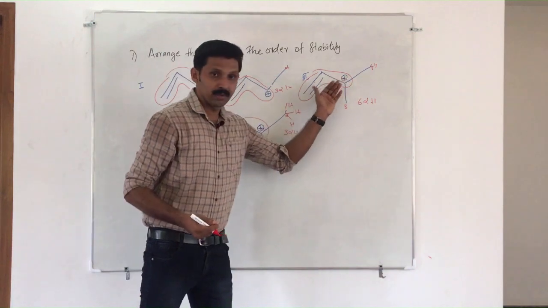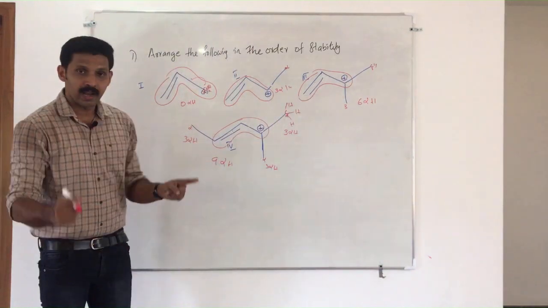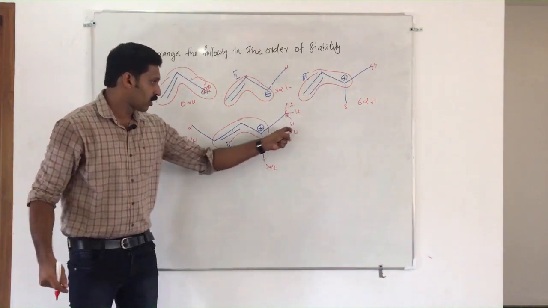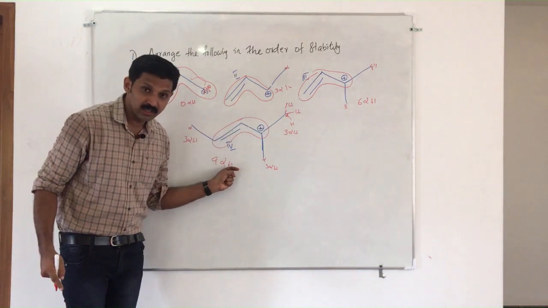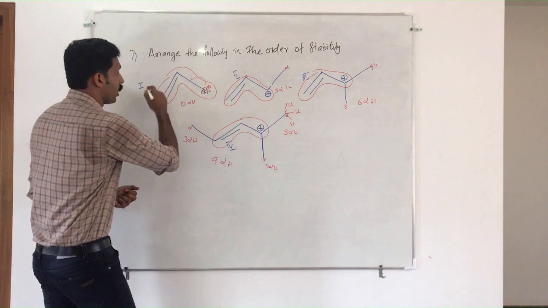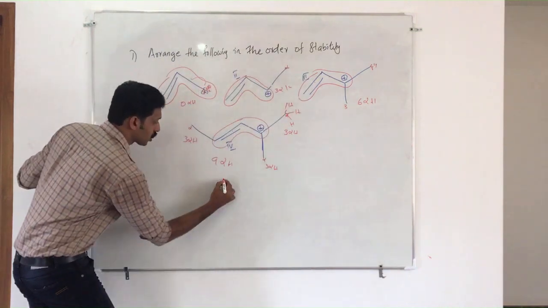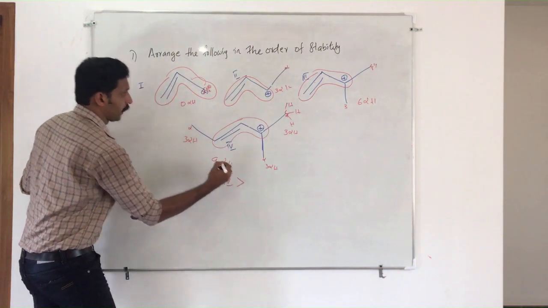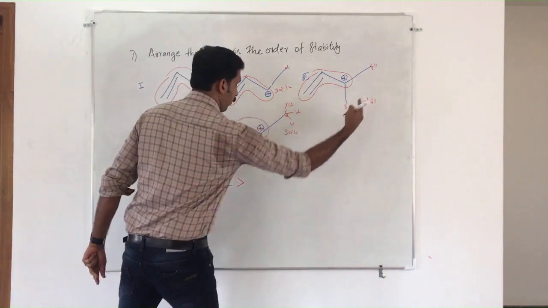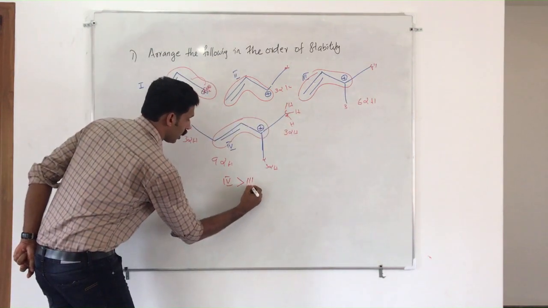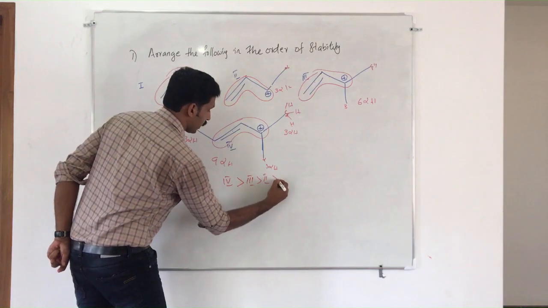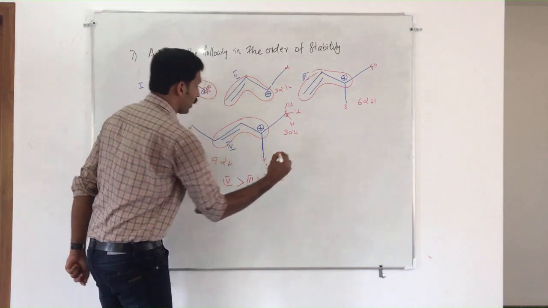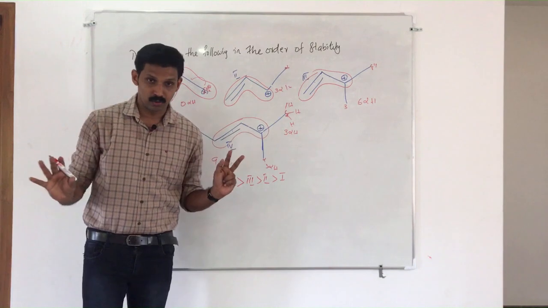Resonance is the same in all the cases, but hyperconjugation is different. Here you can find the most hyperconjugation due to 9 alpha hydrogens. Therefore, among 1, 2, 3 and 4, the most stable is 4. Here there are 6 alpha hydrogens, therefore 3 is next. Then with 3 alpha hydrogens, 2 is higher than 1. That is how the answer to this question comes, right?